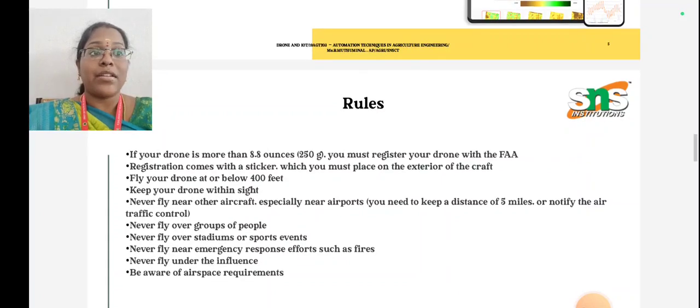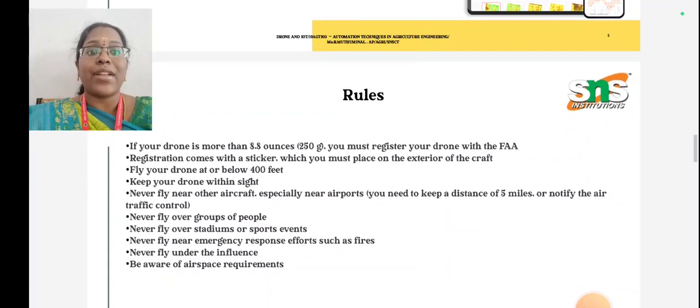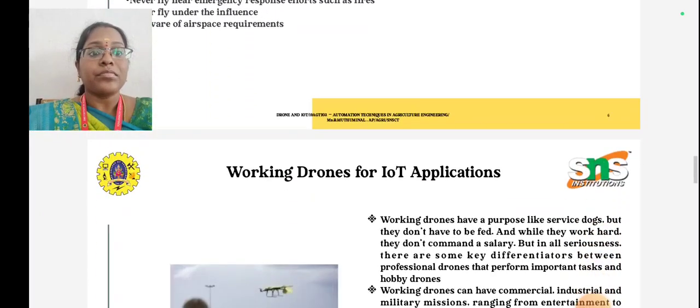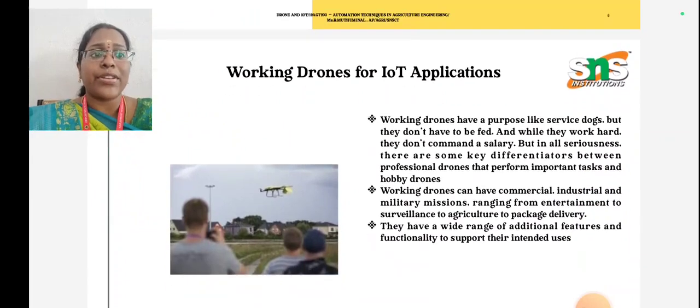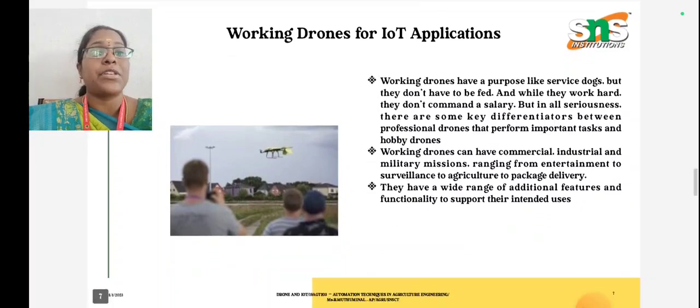Rules, as I have said before, include never flying over a group of people, and in an emergency response, we have to follow them. Working drones are used in IoT applications, and the key differentiator is that professional drones are used for important tasks in commercial, industrial and military missions. Nowadays we are trying to use them in agricultural applications too.